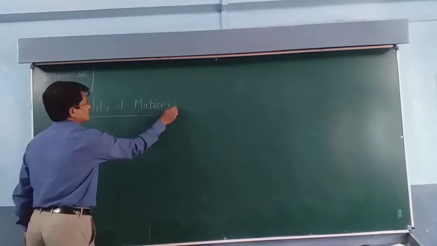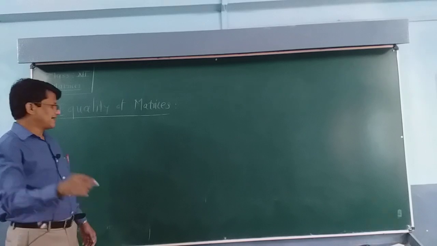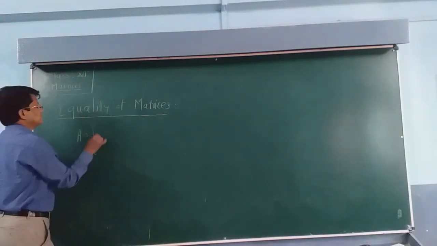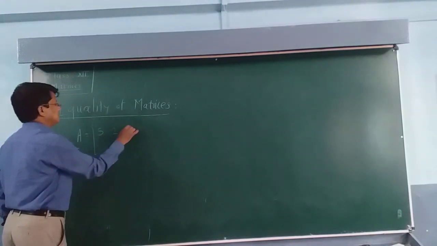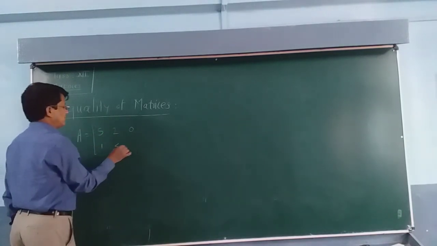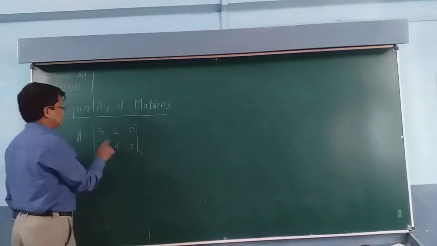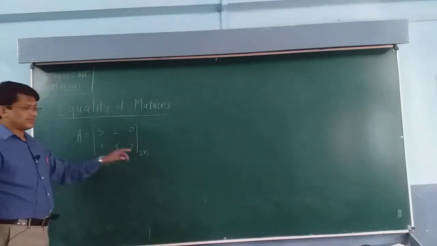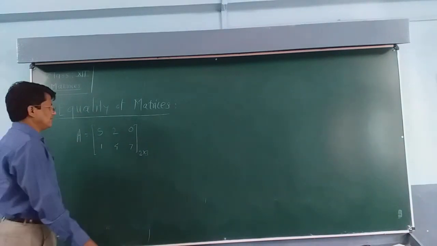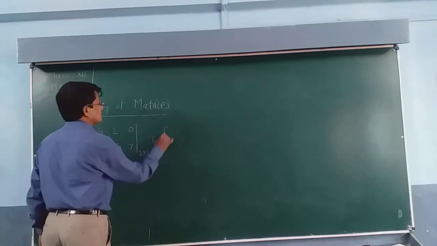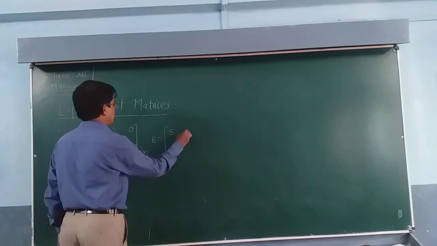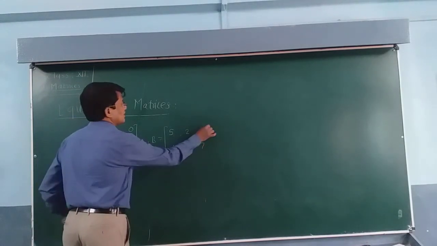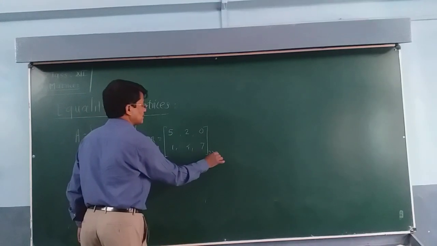Equality of matrices. Suppose a matrix is given like this: 5, 2, 0, 1, 4, 7. The order is 2 rows and 3 columns, so this is order 2 by 3. This is matrix A. Take another matrix B: 5, 0, 2, 1, 4, 7. Order again 2 by 3.